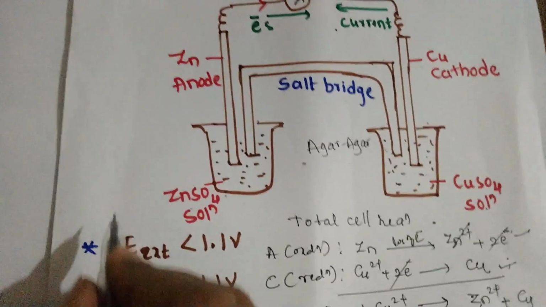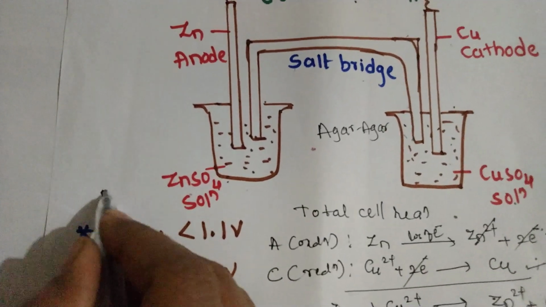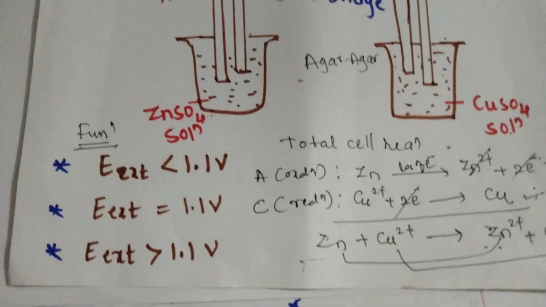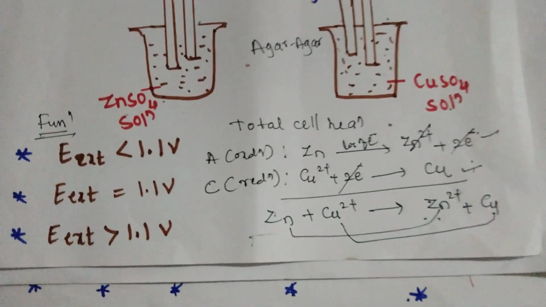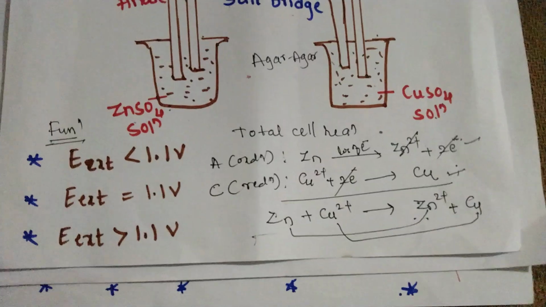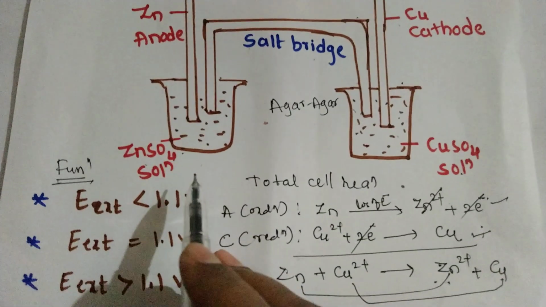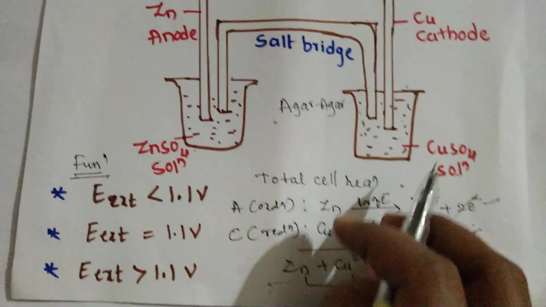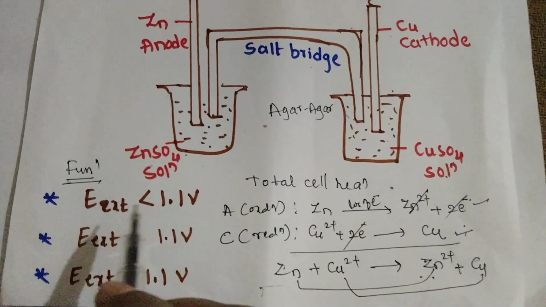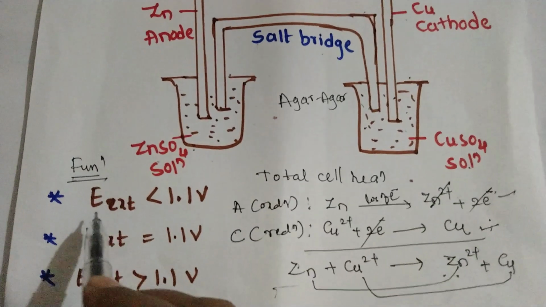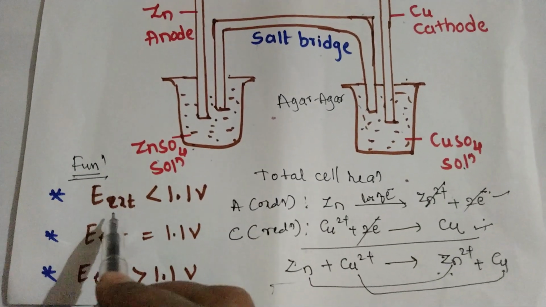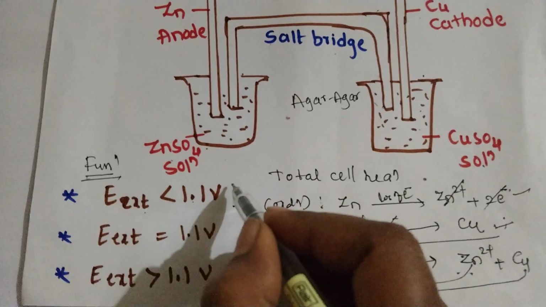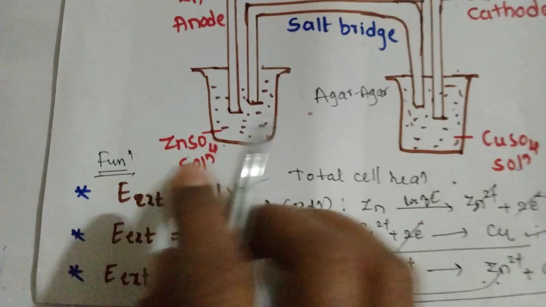Okay, the functions of the Daniell cell. There are three main functions. We know that a Daniell cell produces 1.1 volt of electrical energy. So if the applied potential is less than 1.1 volt, it acts the same as a Daniell cell.